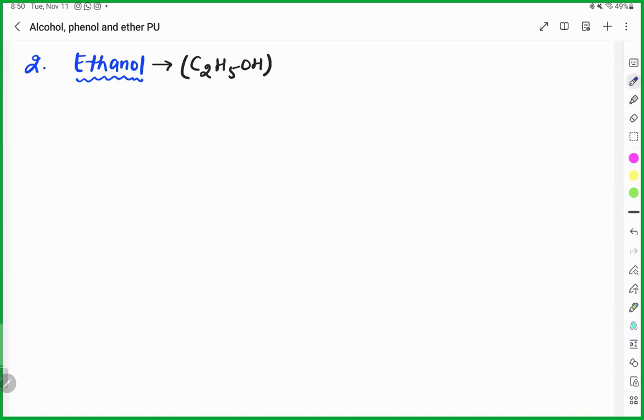Let's finish this ethanol. So ethanol is very popular. There are different methods. Commercially, we produce it by fermentation because it is cheaper. Commercially, we can produce it from fermentation. Why? Because it is cheaper. What do you mean by fermentation?